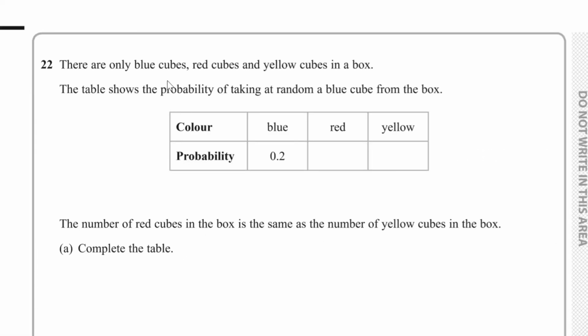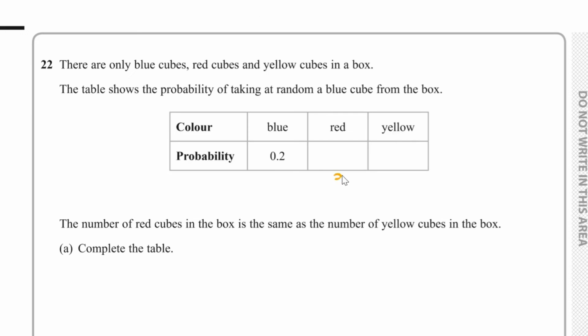For question number 22, there are only blue cubes, red cubes and yellow cubes in a box, and the table shows the probability of taking at random a blue cube from the box, and the number of red cubes in the box is the same as the number of yellow cubes in the box. We have to complete the table. So if the number of red is the same as the number of yellow, the probability of selecting those is going to be the same.